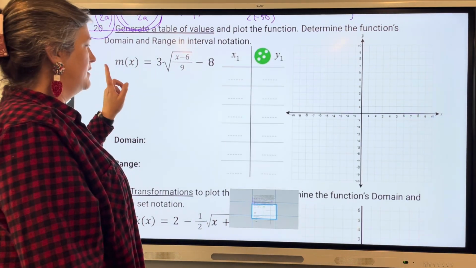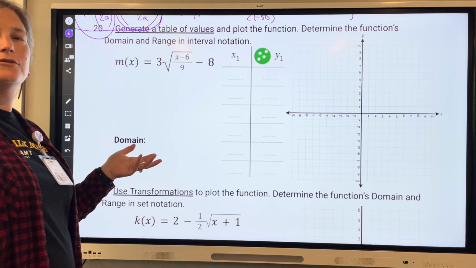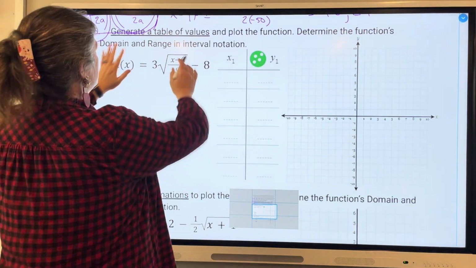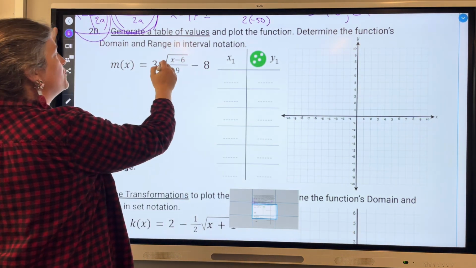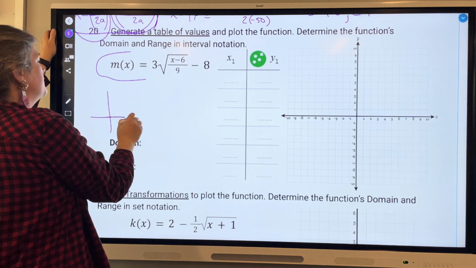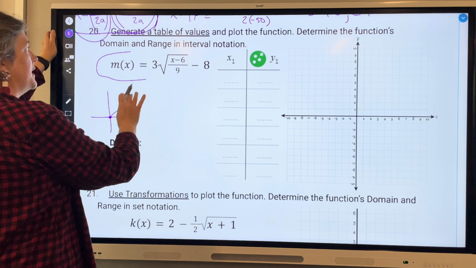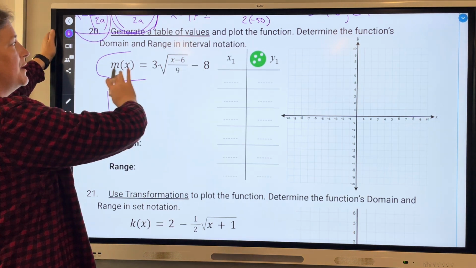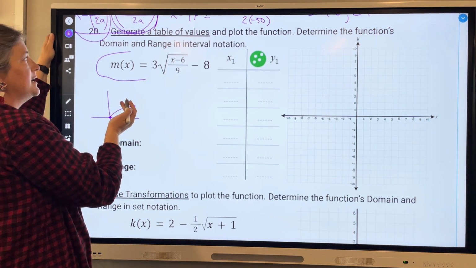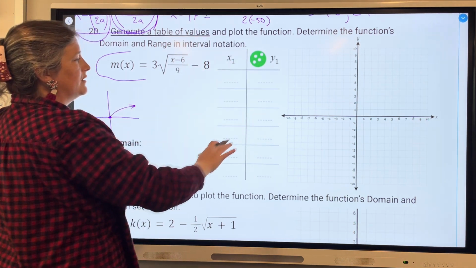Table of values and plot the function. I don't know how to pause my video, so I'll wait. Okay. So domain and range in interval notation. This is a table of values for a square root function. Here we're doing a square root function, the parent of which starts like this. But there's some stuff going on that may be a little bit too messy for me to use transformations. So instead, I'm going to use a table.